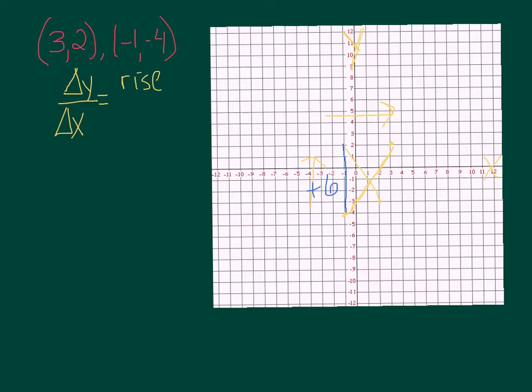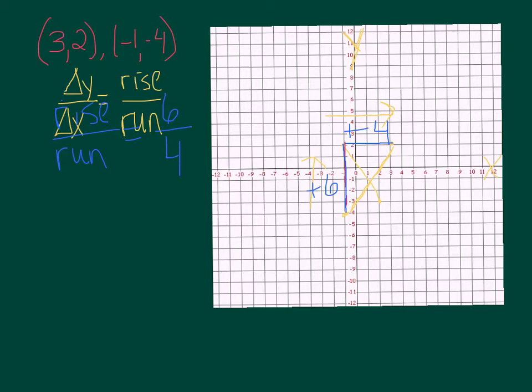Now I'm going to check and see how much it ran. Again I'm going right so we know it's going to be positive, and I count where I'm at. That's 0. 1, 2, 3, 4. So this ran 4. Slope again is the rise of the line over the run. So my line rose 6 and it ran 4.